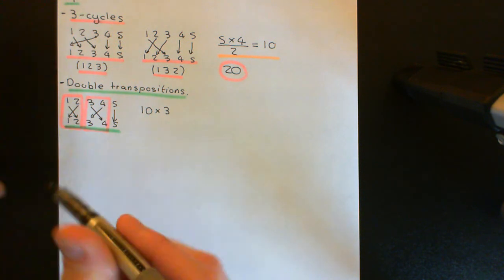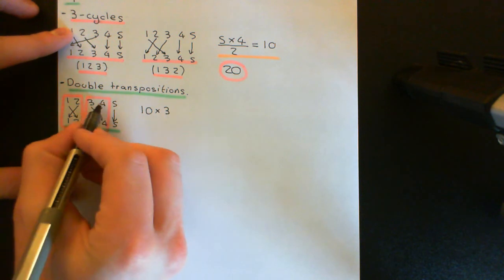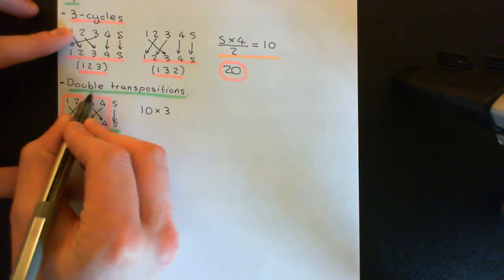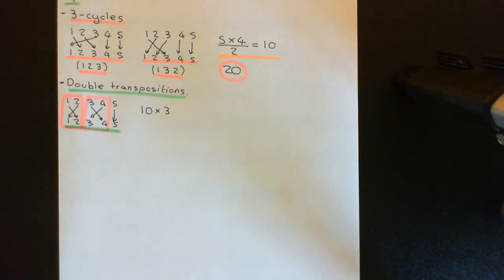More intuitively, look at this. How many different ways are there of picking a pair from 3 elements? You can pick 3 or 4, 4 or 5, or 3 and 5. So just by common sense you can work that out without any maths at all.